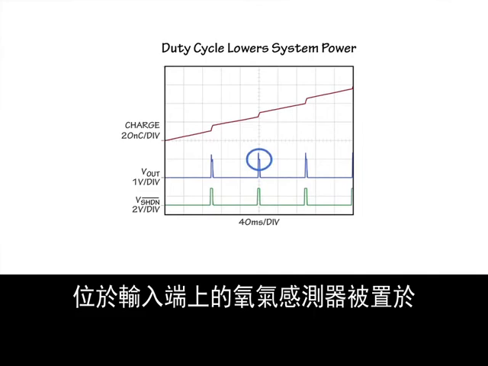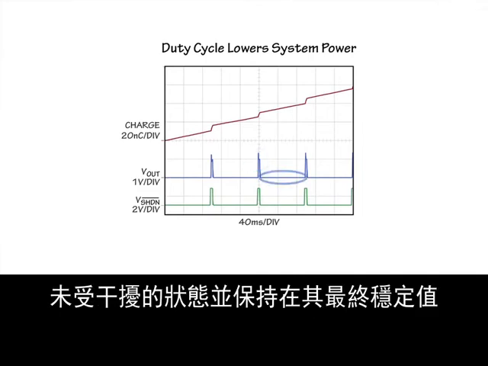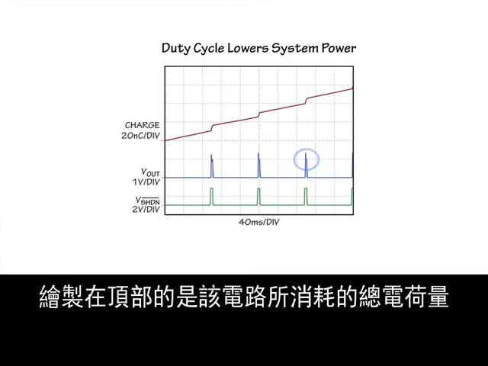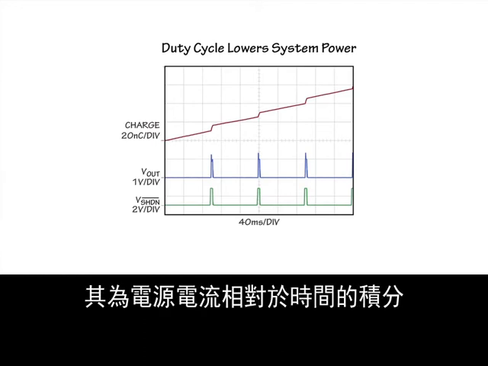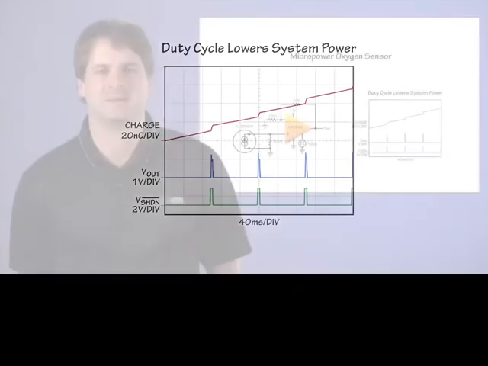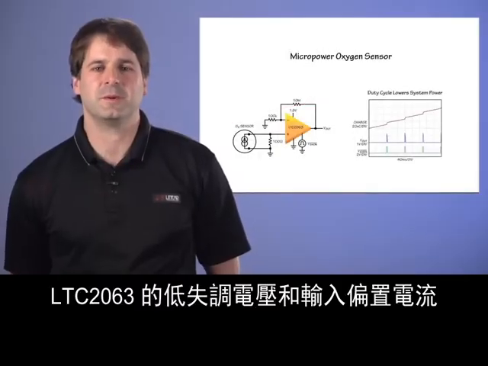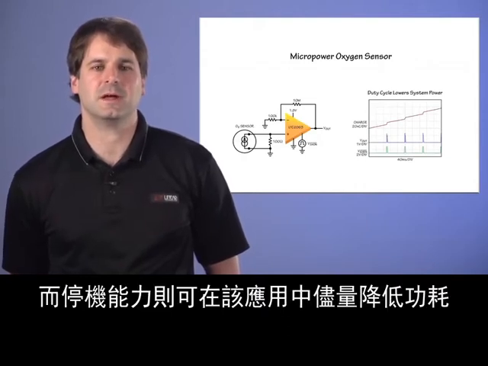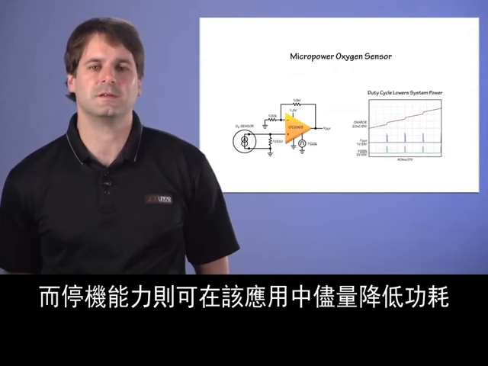The oxygen sensor at the input is left undisturbed and kept at its final settled value to prevent long turn-on response times from the sensor. Plotted at the top is the total charge consumed by this circuit, which is the integral of the supply current with respect to time. The low offset voltage and input bias current of the LTC 2063 result in excellent accuracy, while the shutdown capability allows power consumption to be minimized in this application.